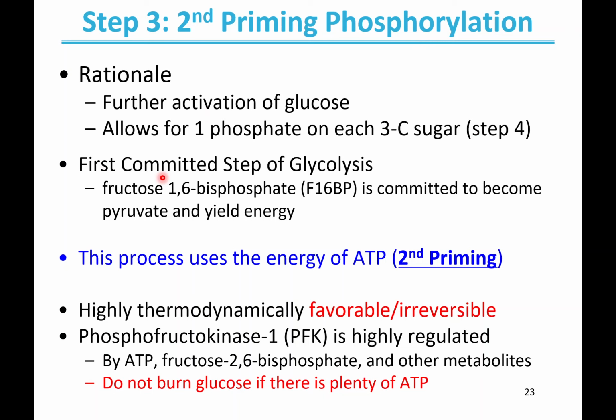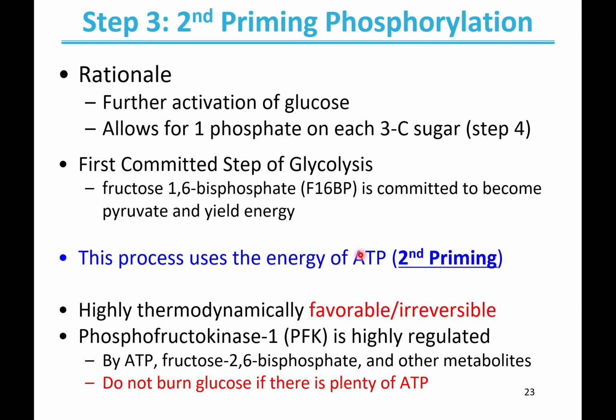Okay. This is the first committed step of glycolysis. So the first step, in a sense, you're just adding a phosphate to glucose to keep it inside the cell. The second step is an isomerization to change glucose 6-phosphate into fructose 6-phosphate, but that's reversible. Okay, and then there's other pathways that break off from there. But after this third step, you're committed to glycolysis. So fructose 1,6-bisphosphate is committed to become pyruvate and yield energy.